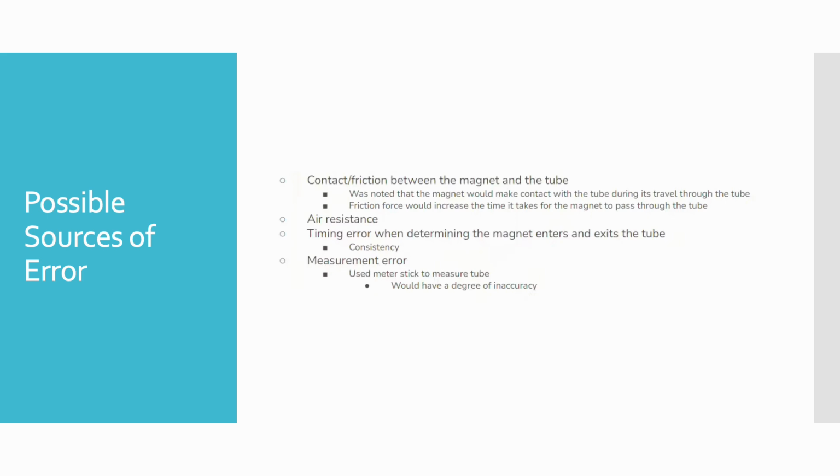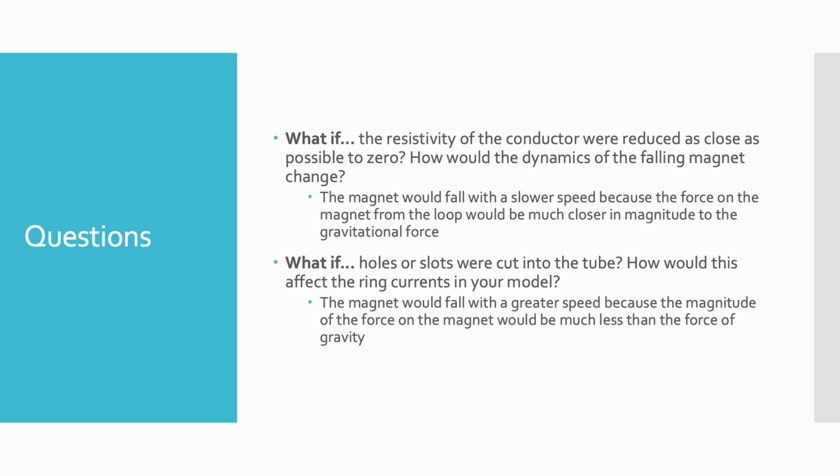And to answer the first what-if question, the magnet would fall with a slower speed because the force on the magnet from the loop would be much closer in magnitude to the gravitational force. And for the second question, the magnet would fall with greater speed because the magnitude of the force on it would be much less than the force of gravity.